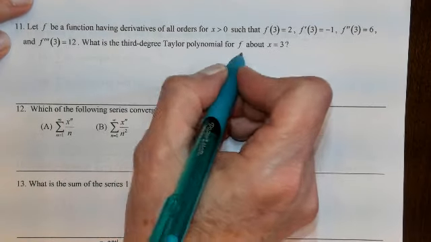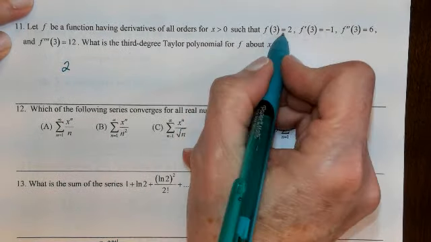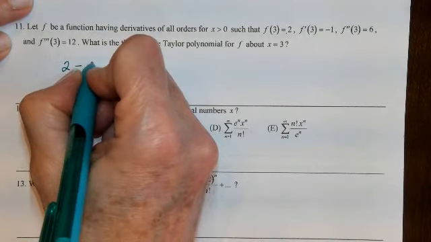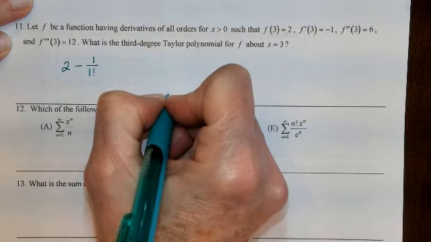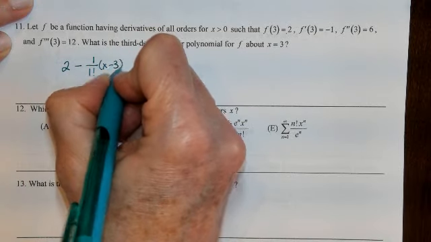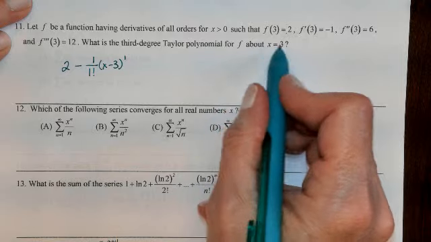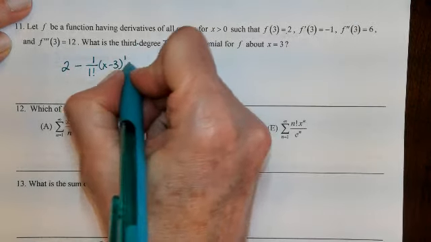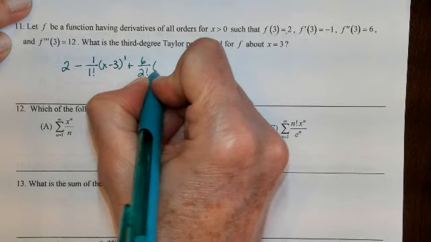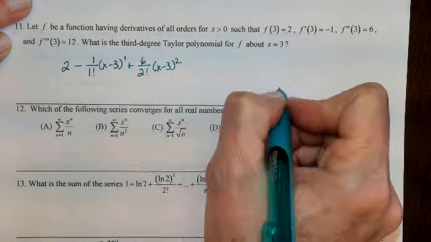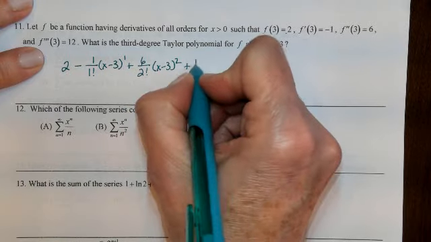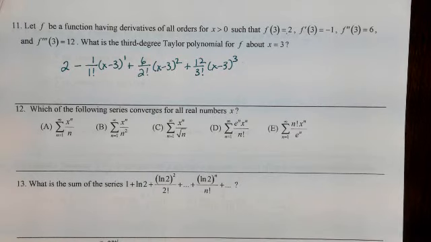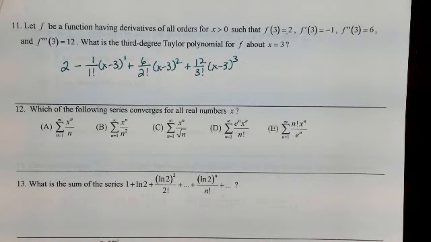So the third degree Taylor, we'll start with our function value, go to our first derivative. So negative 1 over 1 factorial times x minus 3 to the first. Don't forget all your x minus 3's because your center value is 3. Now we go to our second derivative, 6, 2 factorial, x minus 3 squared, and then lastly 12 over 3 factorial, x minus 3 cubed, and we can stop there. That's the third degree Taylor polynomial.